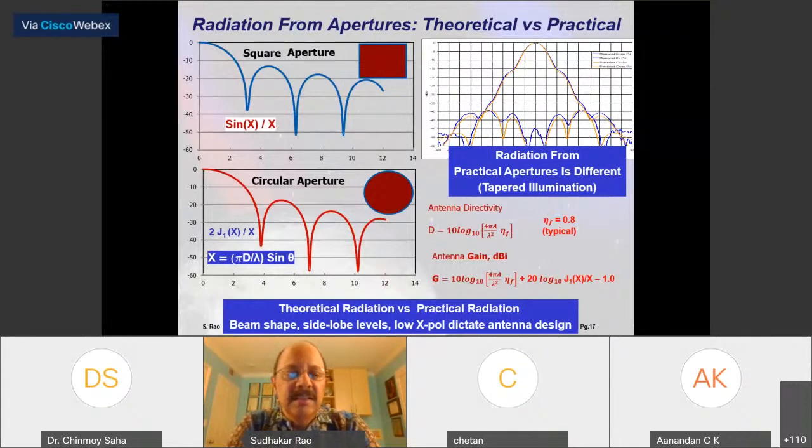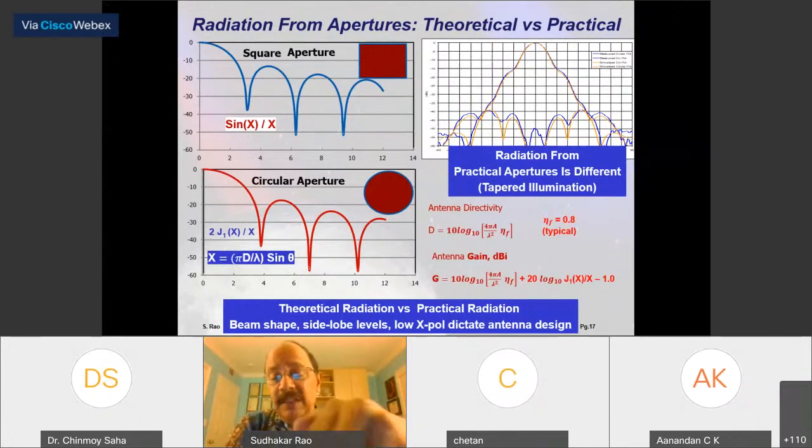It's a bit different because you want to lower the side lobes pretty low. We typically want 5 to 30 dB side lobes. So you can see the pattern on the right hand side top. Cross pole is also low, which we want. So you can model that also from these basic apertures.